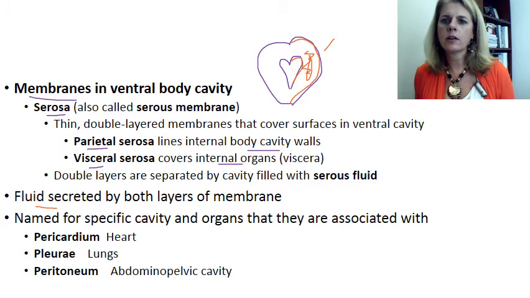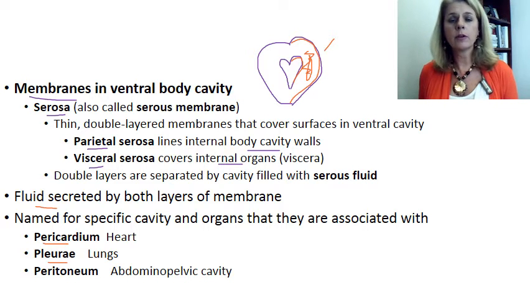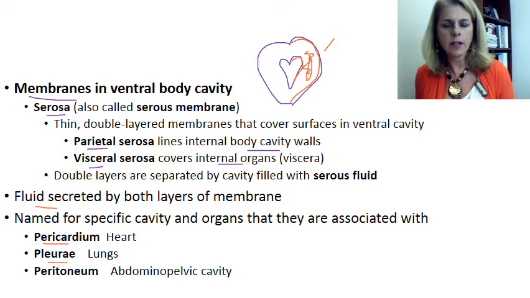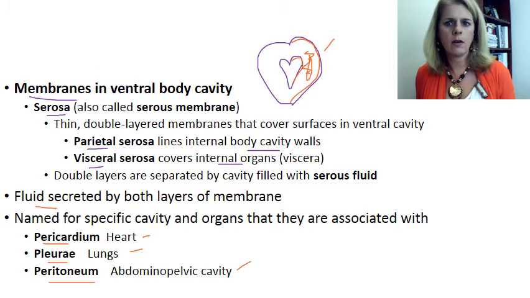So your heart, your lungs, and your abdominal pelvic organs all have this double layered membrane around them. In the heart, in the pericardial space, you have the pericardium, and it has the visceral and parietal pericardium. Then you have the pleura around the lungs, your visceral and parietal pleura. And around the abdominal cavity, that's called your peritoneum, and you have your peritoneal membranes. I'm going to do each one of these on a different slide to show you how those look.